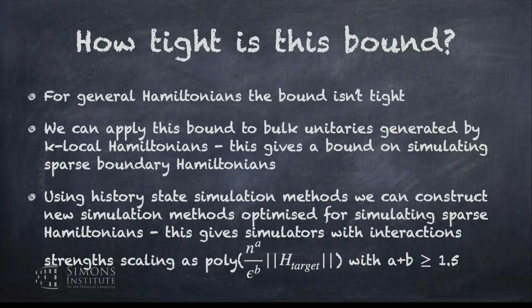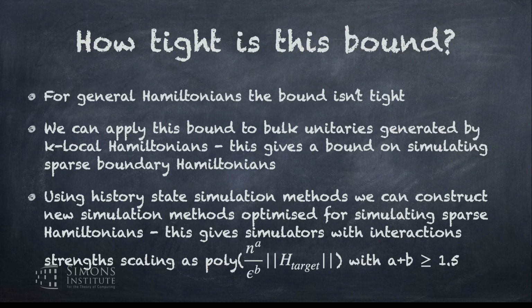But we don't just have to apply this bound to completely general Hamiltonians. It's interesting if we restrict our thinking to bulk unitaries that are generated by k-local Hamiltonians for some constant k. And when we plug this through the mapping, what we find is that this corresponds to a bound on simulating sparse boundary Hamiltonians. And in this case, we really can get quite close to this bound. Using slightly more sophisticated simulation techniques, which I won't go into, we can construct simulation methods optimized for simulating sparse Hamiltonians.